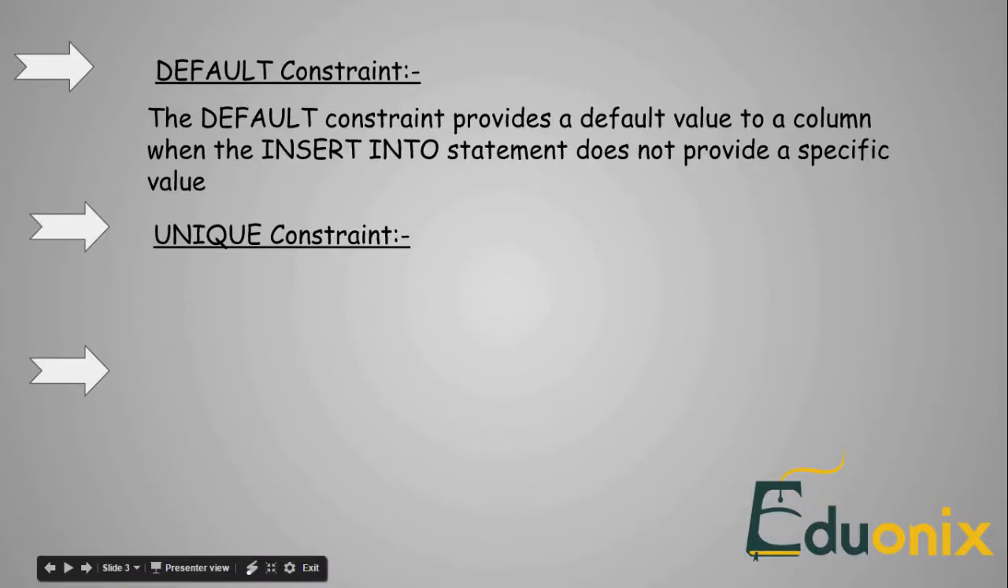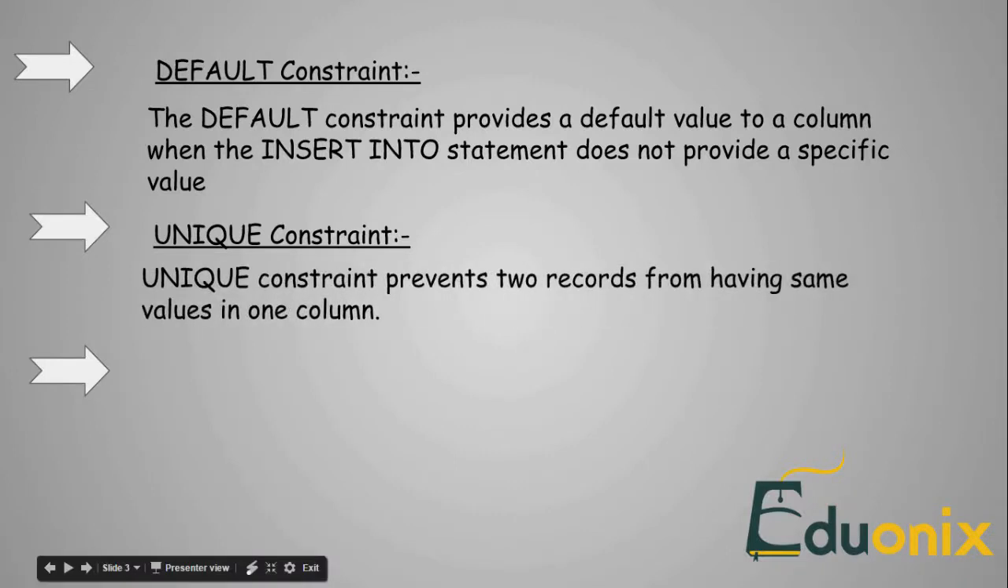The next constraint is the unique constraint. The unique constraint prevents two records from having the same value in one column. For example, we can lay a unique constraint on the column name. So two rows in a single column cannot have the same name.